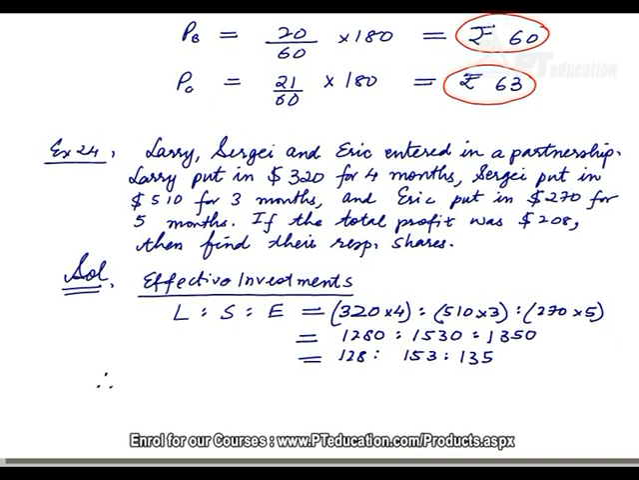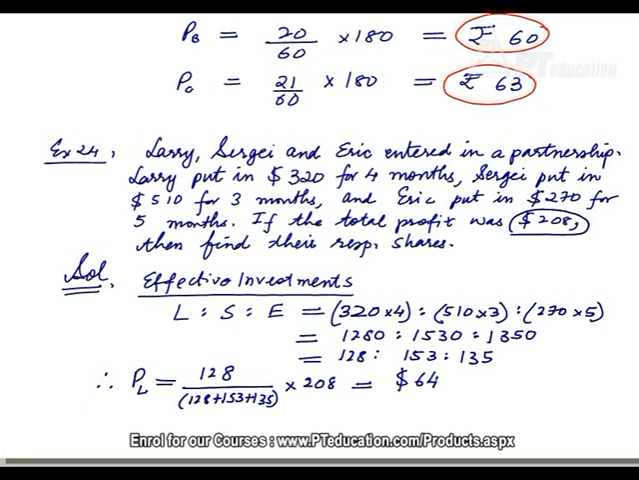Therefore, the profit of Larry would be 128 upon 128 plus 153 plus 135 into the total profit, which is given to us as $208. And so the profit share of Larry will be $64.